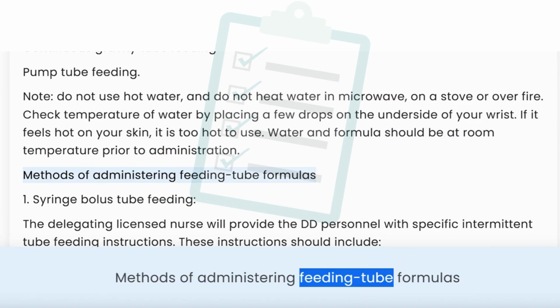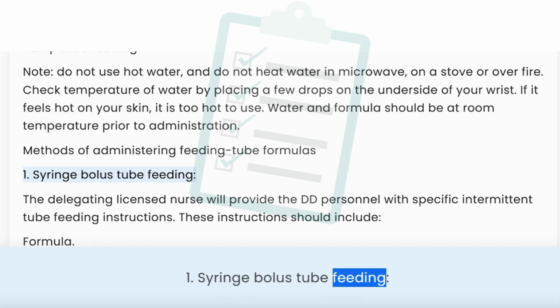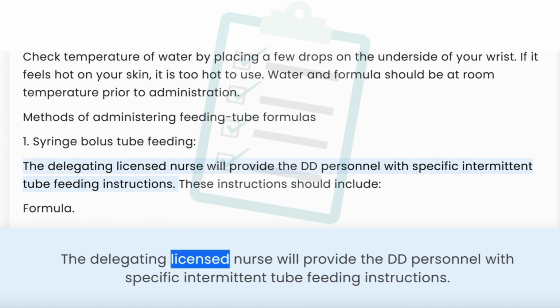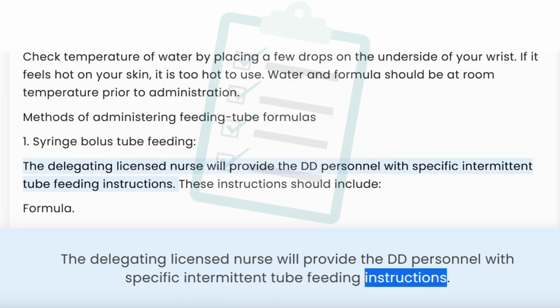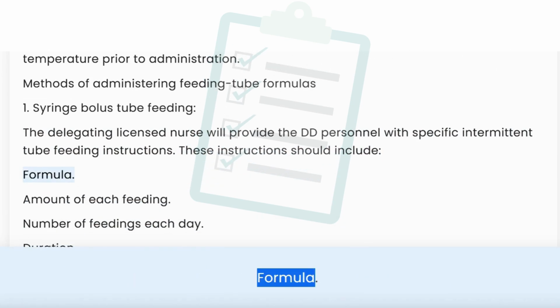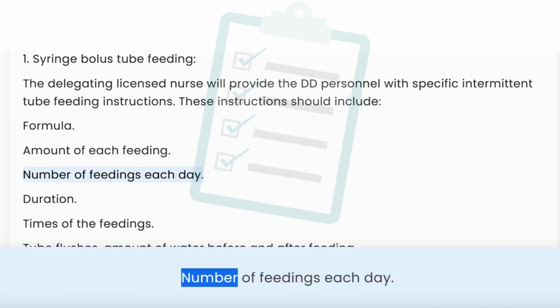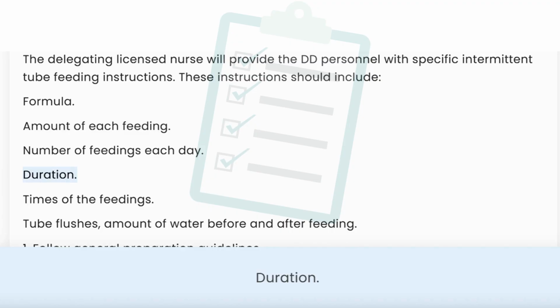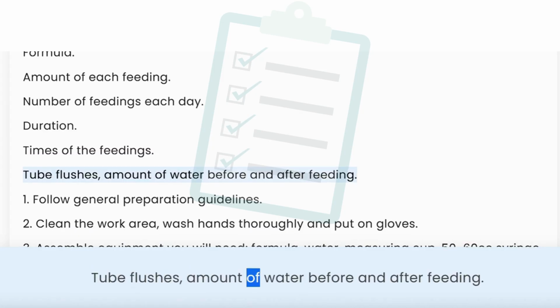Methods of administering feeding tube formulas. 1. Syringe bolus tube feeding. The delegating licensed nurse will provide the DD personnel with specific intermittent tube feeding instructions. These instructions should include formula, amount of each feeding, number of feedings each day, duration, times of the feedings, tube flushes, and amount of water before and after feeding.